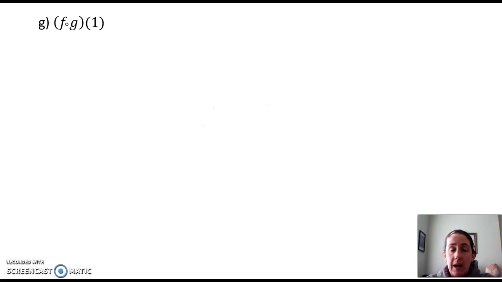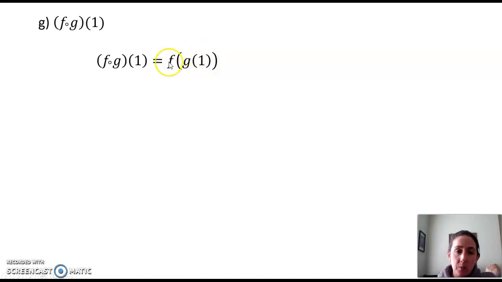Now, what does it mean to do f composed with g at a specific value? So I want f composed with g at 1. So that means I want f at g of 1. So whatever g evaluated at 1 is, get that value, and that's what I want you to plug into f. So inside here, we'll find what g at 1 is.